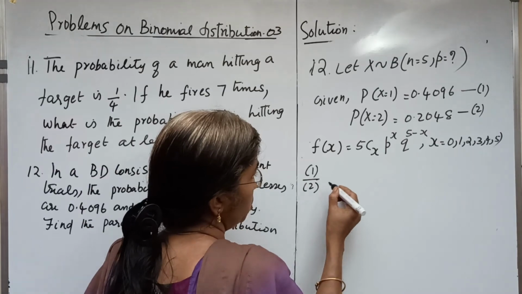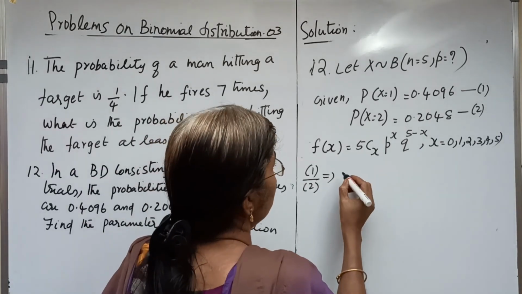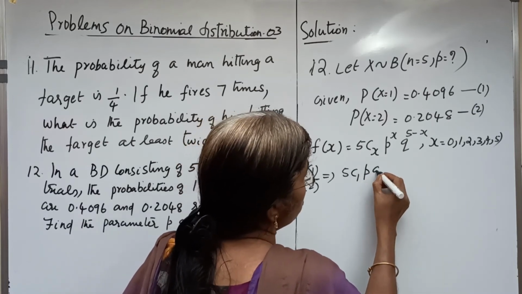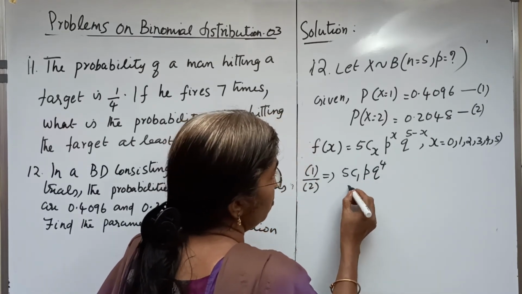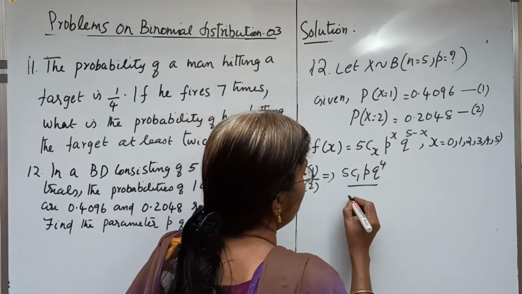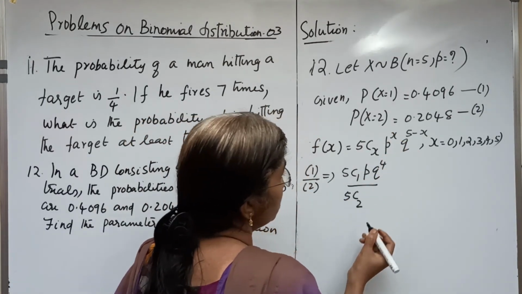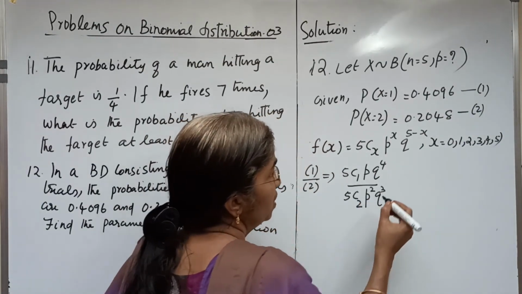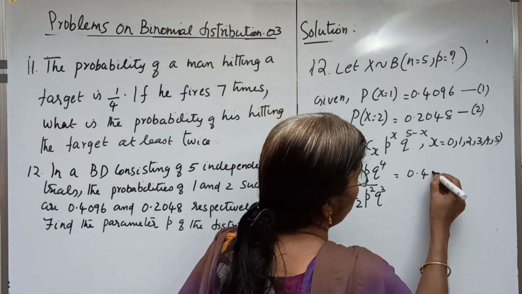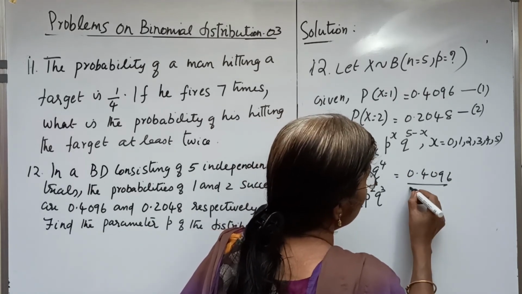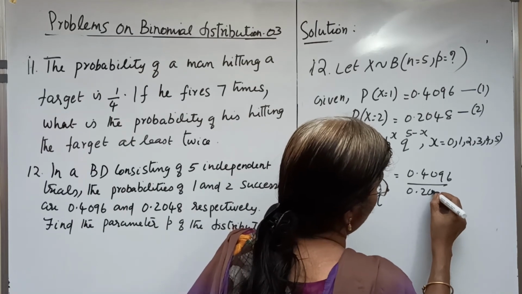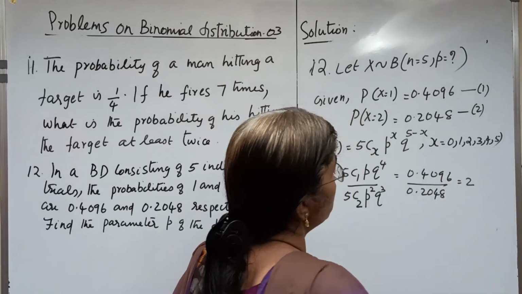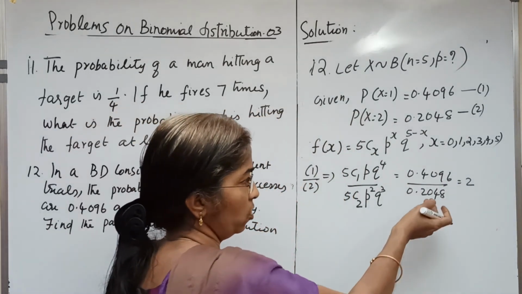1 divided by 2, what happens? It is simply 5c1 into p raised to 1 into q raised to 4, isn't it? Divided by probability x equal to 2, which is 5c2 into p square into q cube. That is equal to 0.4096 by 0.2048. It is equal to 2. 0.4096 by 0.2048 equal to 2.